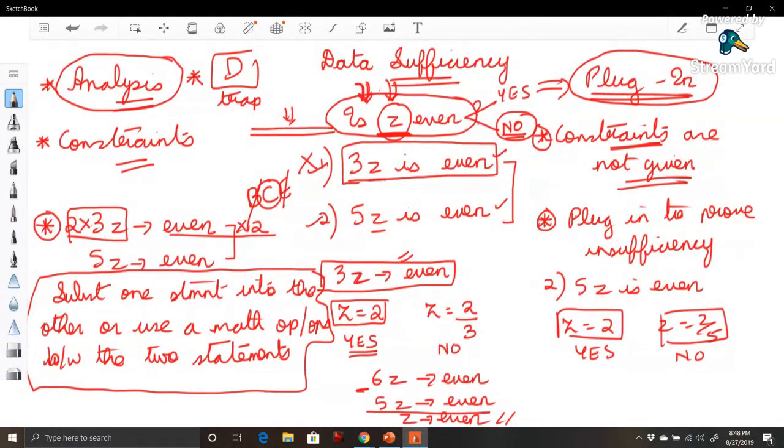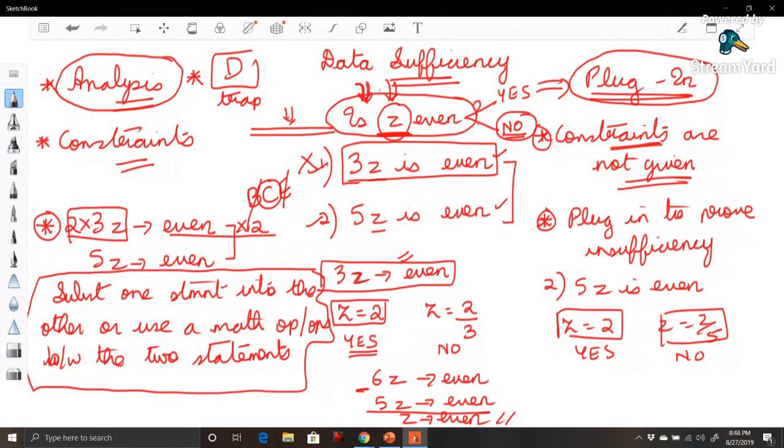Now, obviously, your question in your head would be, why couldn't I subtract the two? Because subtracting the two is going to give you a third piece of information, 2z is equal to even. But what happens now is you're making a third equation, which anyway you'll have to cross verify. Then go back and verify whether 5z is even and 3z is even, and then answer the question.